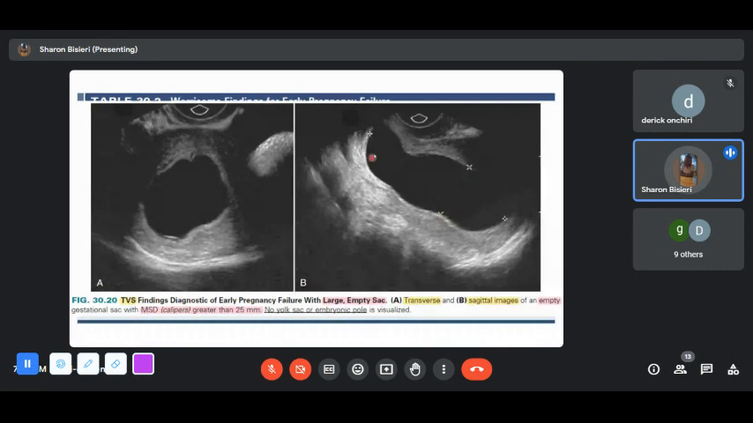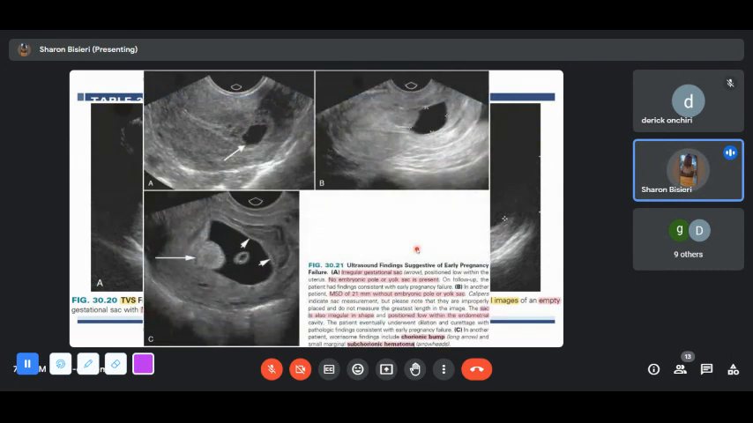So on calculation of this mean sac diameter, it was found to be greater than 25 millimeters, and we already say that if you have a mean sac diameter of more than 25 with no yolk sac or embryonic pole, that is a sign of early pregnancy failure.